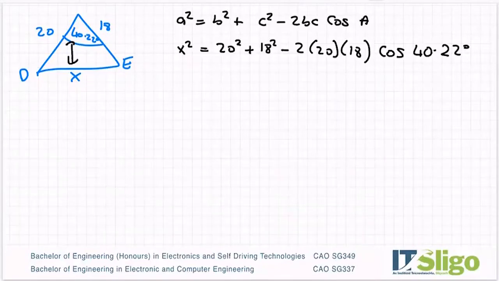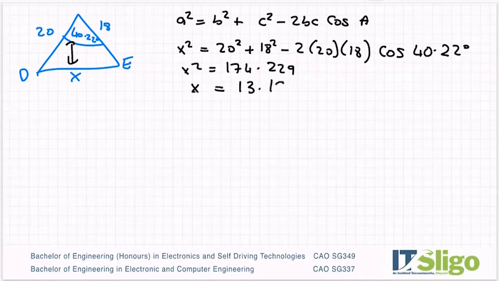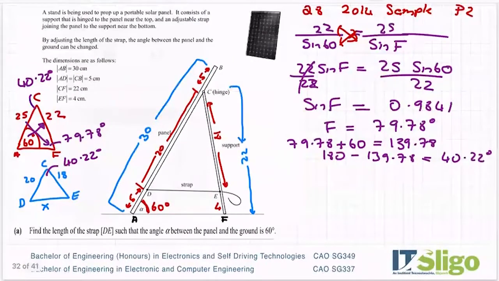Because it's just numbers. So minus 2 times 20 times 18 times cos 40.22. Forgot the cos. And I got 174.229 for that. And of course, square root that to give you x, the length of the side, 13.19959.